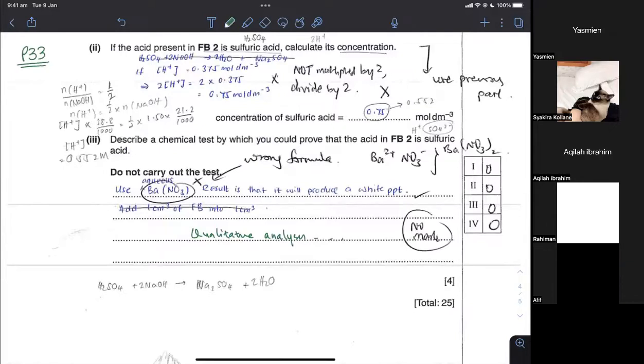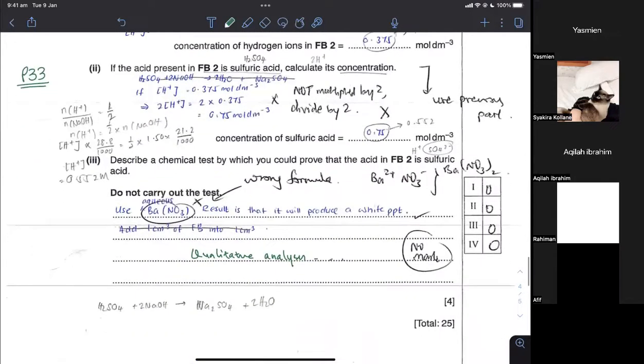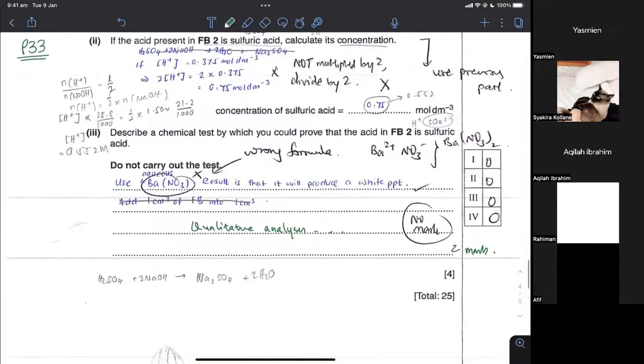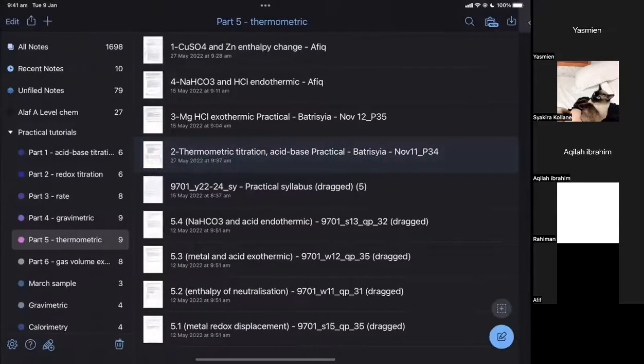How can you prove it's sulfuric acid? For how many marks actually? 1, 2, 3, 4. So this is 2 marks. How do you prove it's sulfuric acid? How can you prove it has H+? How can you prove it has SO4 2-? If you want to prove that it is an acid, you use carbonate. Carbonate reacts with acid and gives you carbon dioxide gas, which you need to test for with limewater. Sulfate, well, you add some nitric acid, then aqueous barium nitrate or barium chloride, and you get a white precipitate. They are all stated in your paper 3 qualitative analysis notes after all.